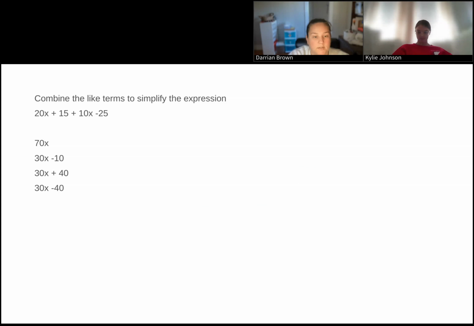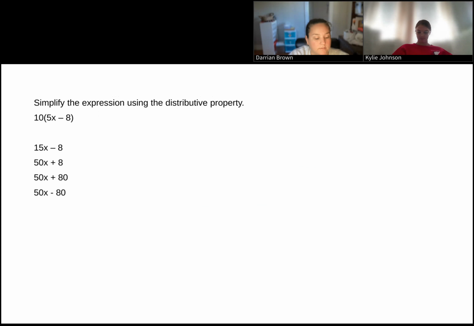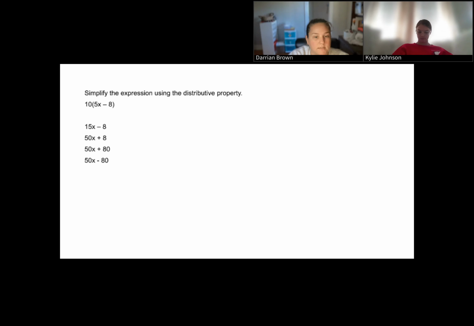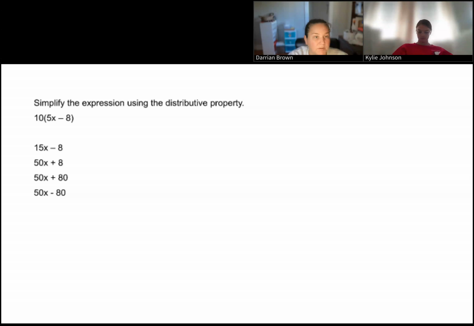All right, moving on to slide number 9. This is question number 8, slide 9. It says simplify the expression using the distributive property. So highlight that for me, distributive property. And I'm going to rewrite the problem a little bigger so we can all see it up here. We've got 10 on the outside, and then inside the parentheses, we've got 5x minus 8.